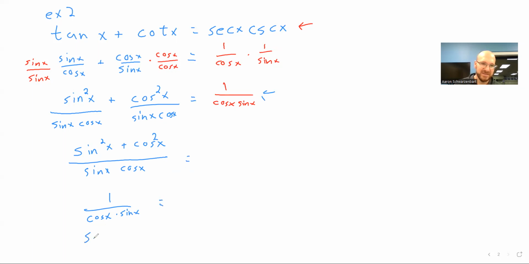Finally, I can split it up. 1 over cosine is secant. 1 over sine is cosecant. And there we have proven this.